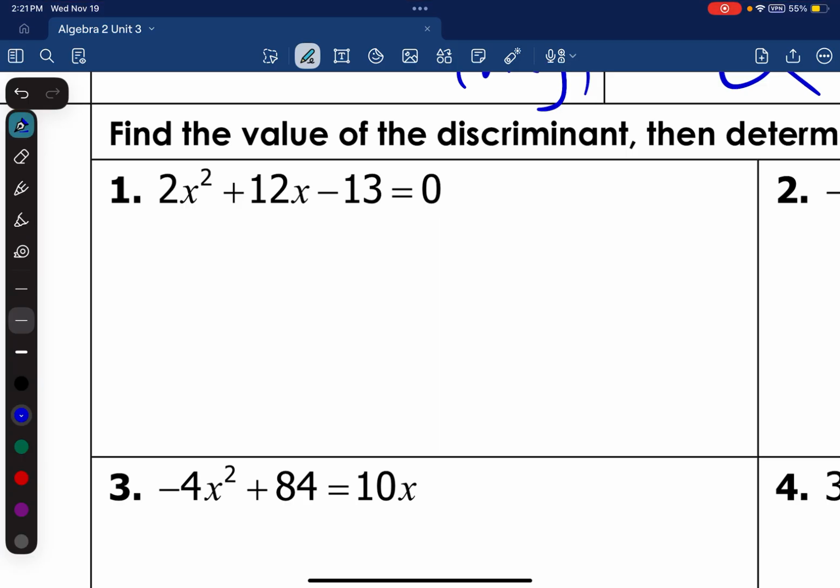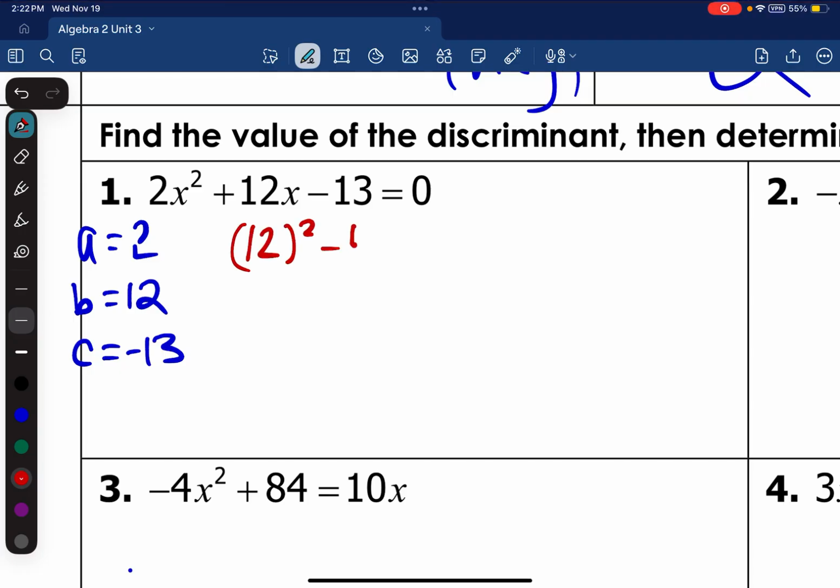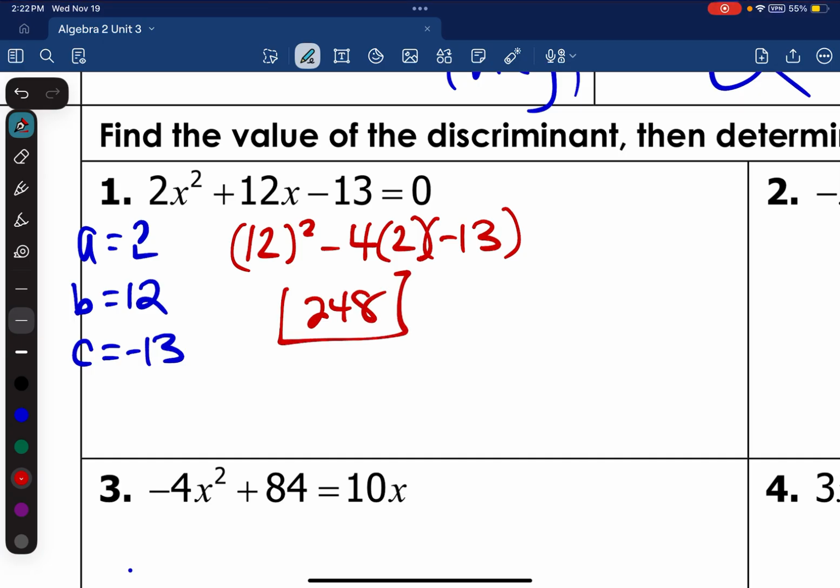Before we do that, we should identify what A is. A is 2, B is 12, and C is negative 13. Now we're going to use that discriminant formula. So B squared minus 4 times A times C. When I do this math, I'm going to get 144 plus 104, so this is 248.